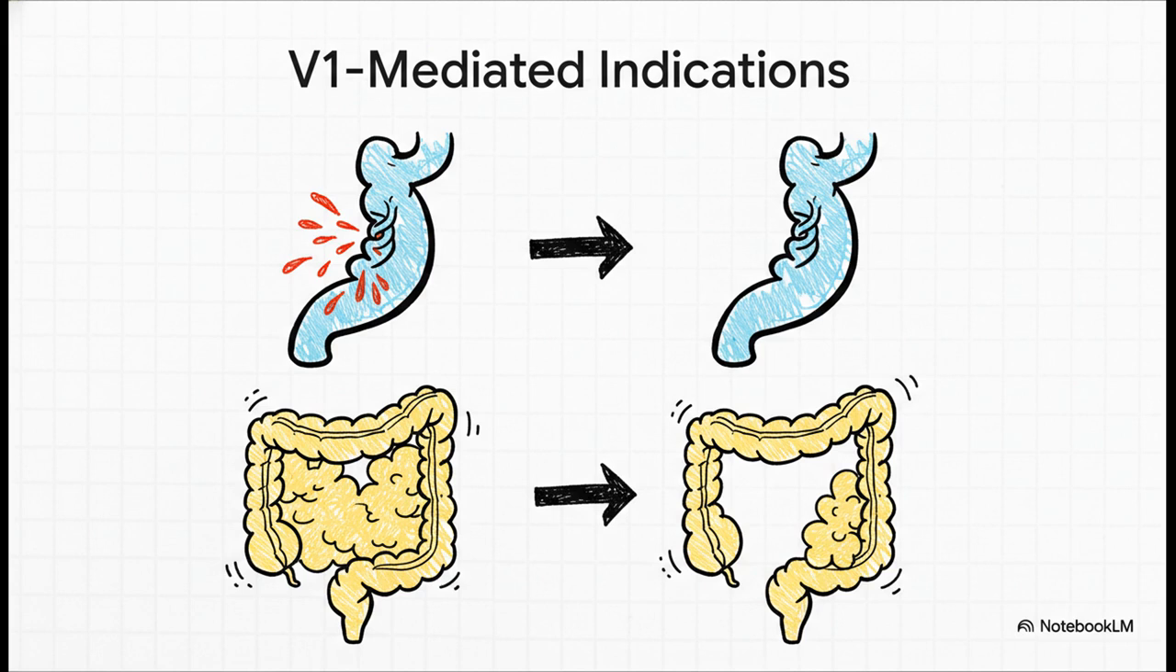And this is where terlipressin becomes our hero. It's the go-to drug. It squeezes those mesenteric vessels, which dramatically reduces blood flow to the area and gives a clot a chance to form. This action can be literally life-saving.